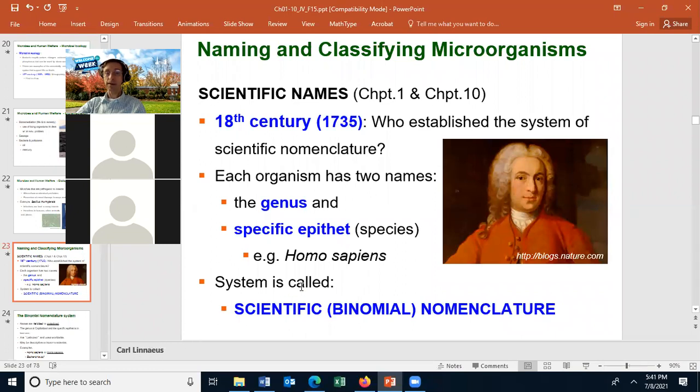He established the scientific nomenclature where every organism has 2 names. Every species has a genus name and a specific epithet for the species. So for the species Homo sapiens, we have 2 names, Homo and then sapiens, with sapiens being the species epithet, but the species name is Homo sapiens, and Homo being the genus.